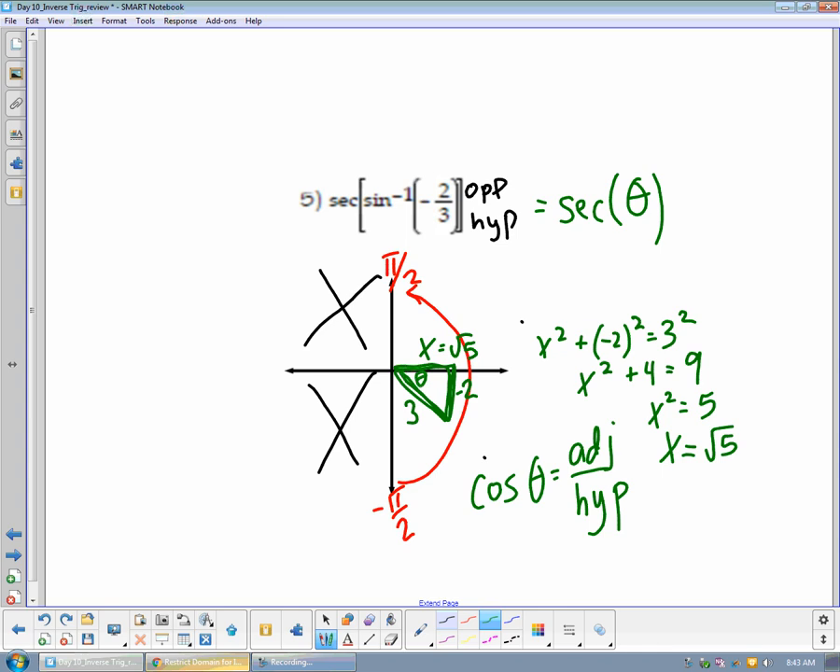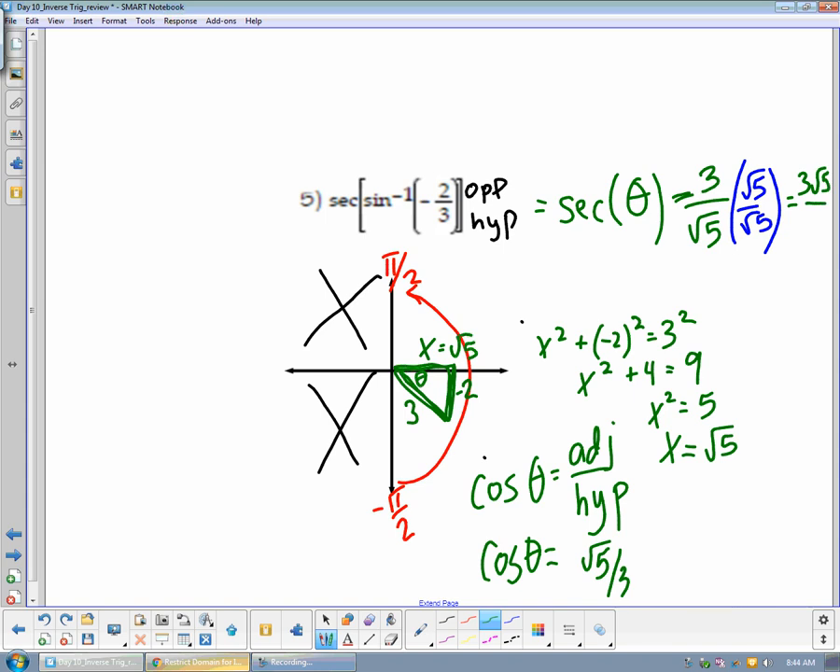So the cosine of this angle is √5/3, which means the secant of this angle is 3/√5. Now the only issue is we don't usually leave irrational numbers in a denominator, so we rationalize. I'm going to multiply this by √5/√5, and I get 3√5/5.